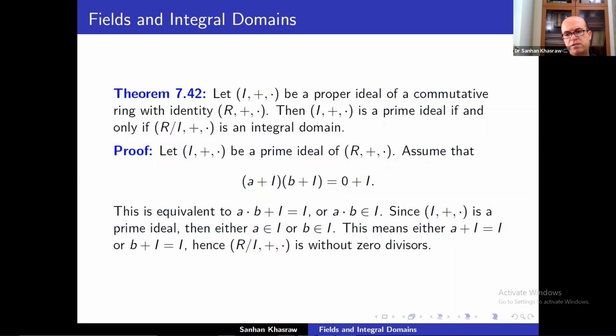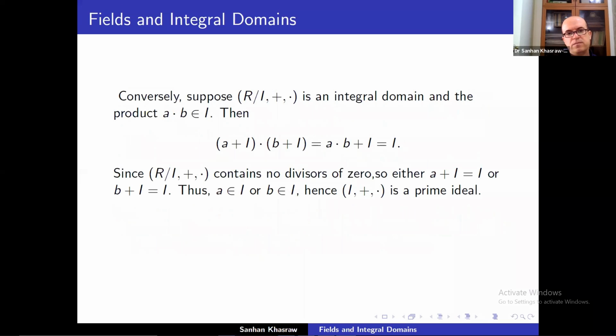How about the converse? Suppose the quotient ring is an integral domain, and I have to show that I is a prime ideal. So I have to take the product A times B in I. I have to show that one of them should be in I. Since A times B is in I, then A times B plus I is equal to I. From the right-hand side of this equation, A times B plus I equals A plus I times B plus I.